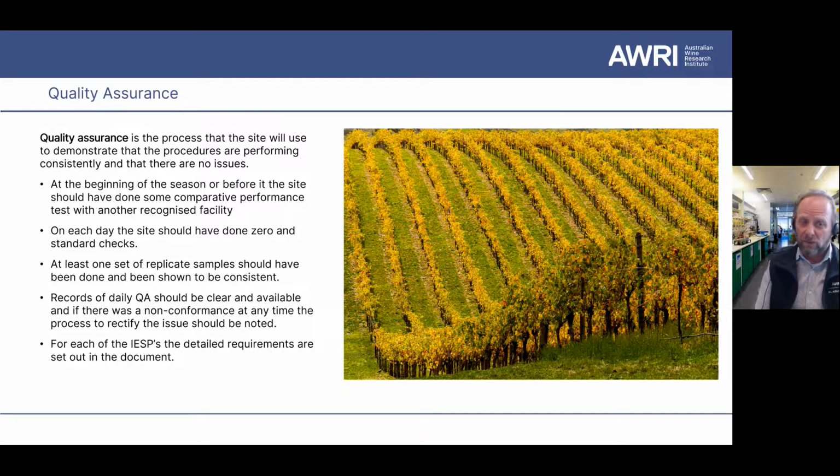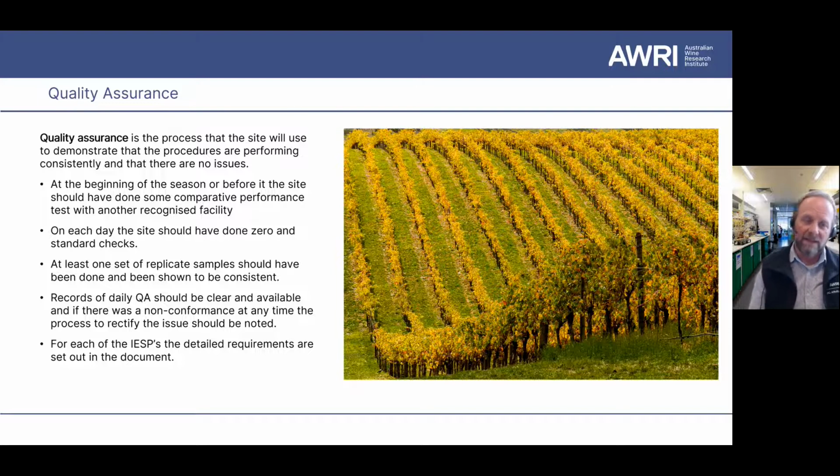On each day, the site should also have done a zero test, i.e. comparing it to something like water, and standard checks for known values. These can be materials that have been frozen or artificial standards which have been made up, such as sugar standards for Brix and Baumé measures.